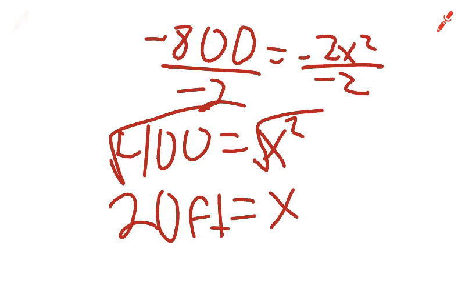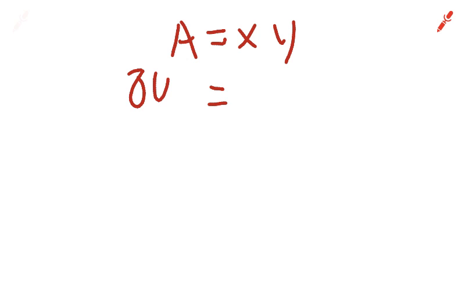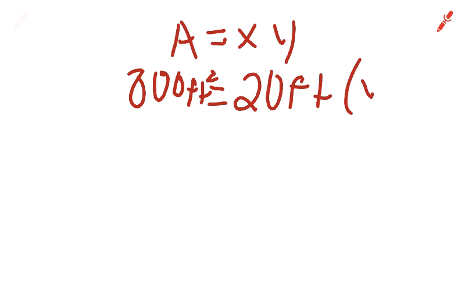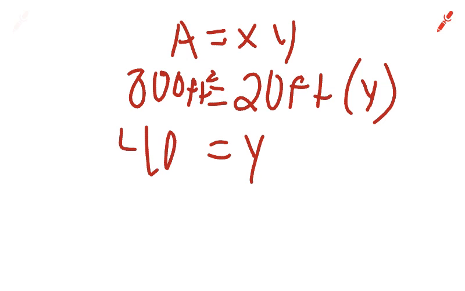Now we only have one side of the rectangular plot. Now we need to find all 3 sides. So since area equals xy, and we already have 800 feet squared, and we already have 20 feet, we're basically just solving for y. So basically y is going to equal 40 feet.